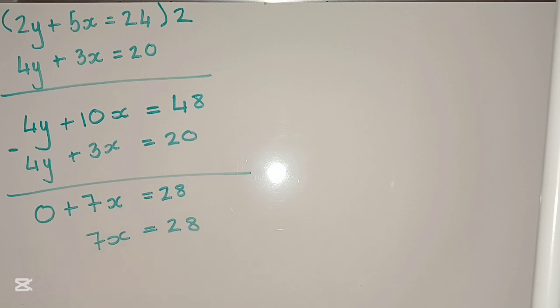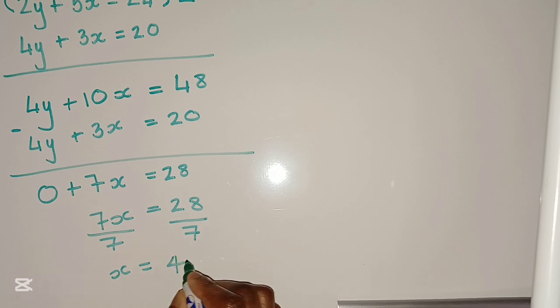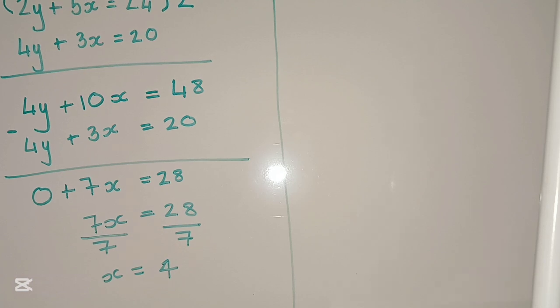Next step is to isolate our variable x by dividing both sides by 7. The x comes down as it is. 28 divided by 7 is 4. All right, the value of x is found. Let's find the value of y by substituting the value of x into one of these two equations.